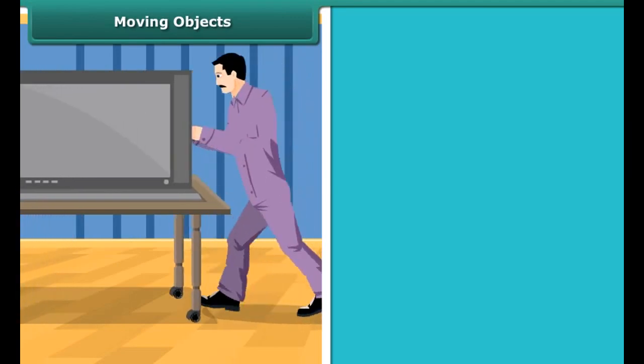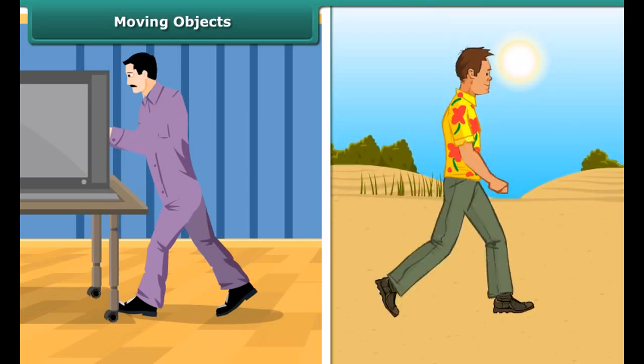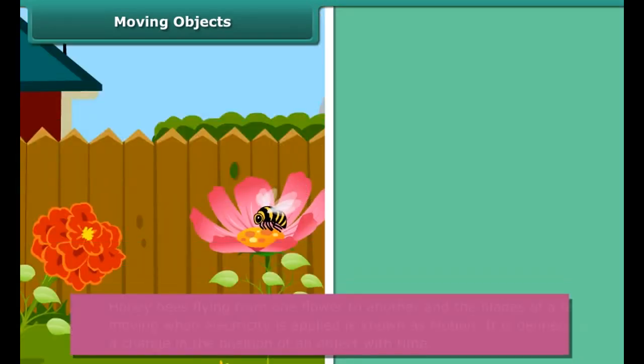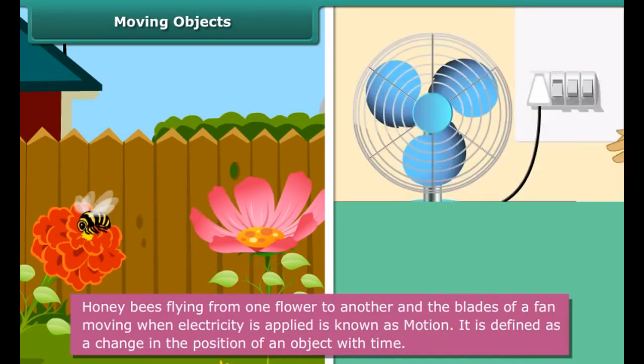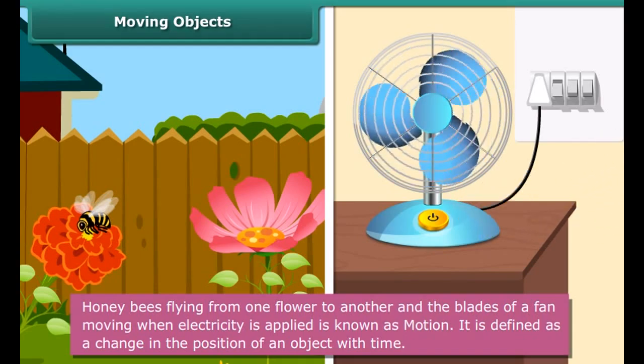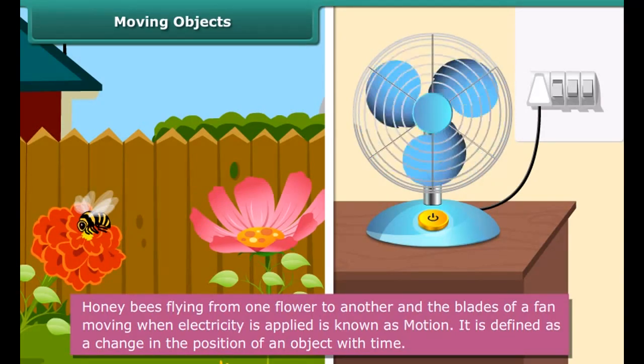Moving objects. You will notice that there are objects that move when you apply force or are moving on their own. For example, you will see honey bees flying from one flower to another. So also, you will notice that the blades of a fan move when electricity is applied. This is known as motion. It is defined as a change in the position of an object with time.